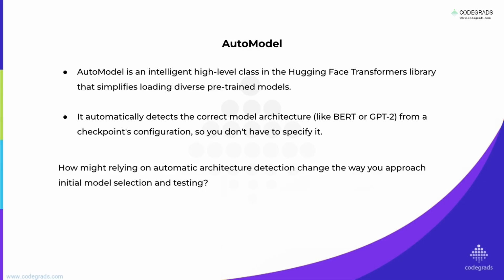Loading different types of models like BERT or GPT would require different code for each model. Auto Model is smart. You just have to give it the name of a pre-trained model, let's say bert-base-uncased, and it automatically figures out the correct architecture and loads it up for you. No need for you to specify BERT model or GPT-2 model explicitly. This makes your code cleaner and your life easier.